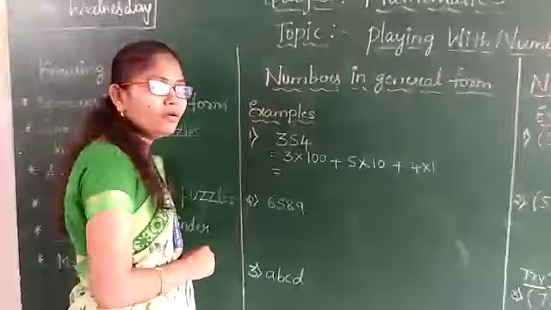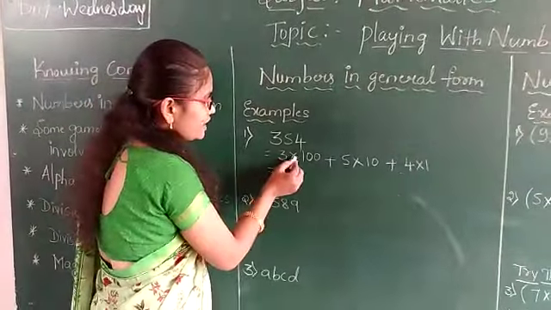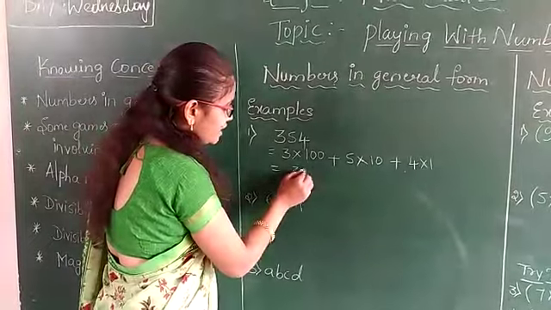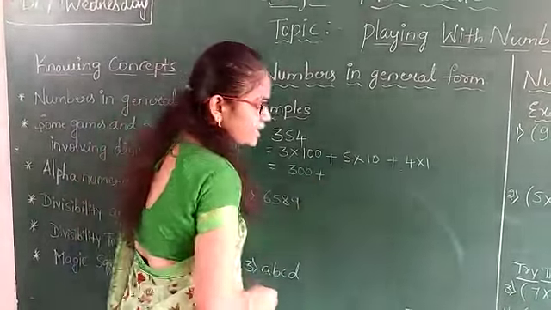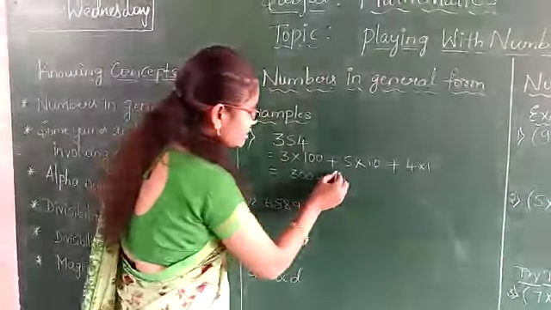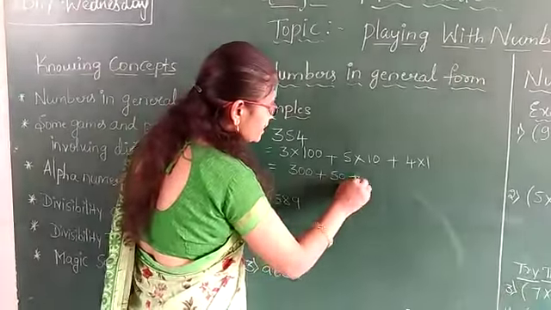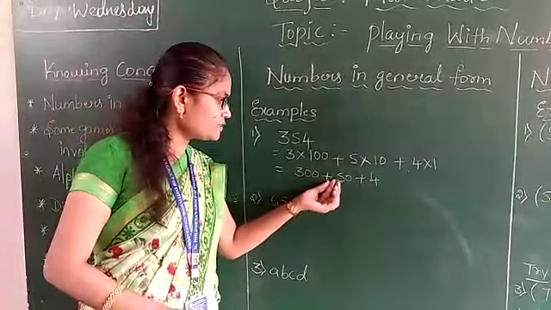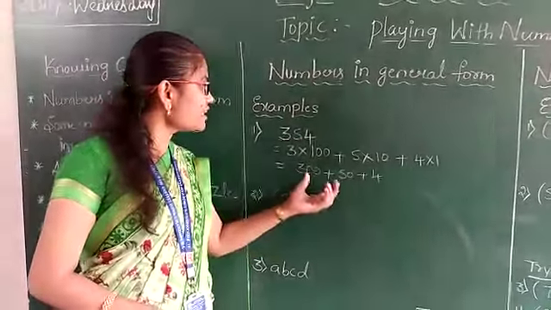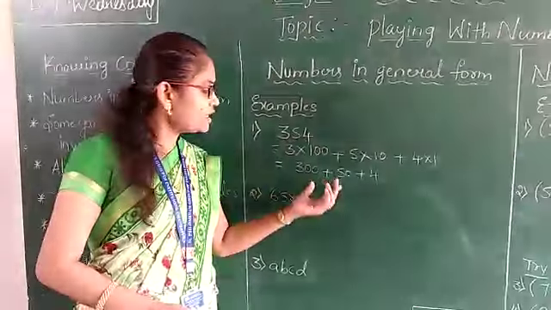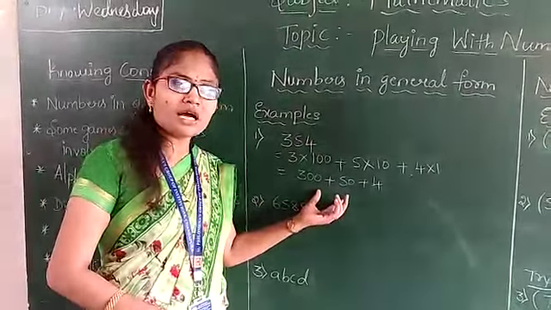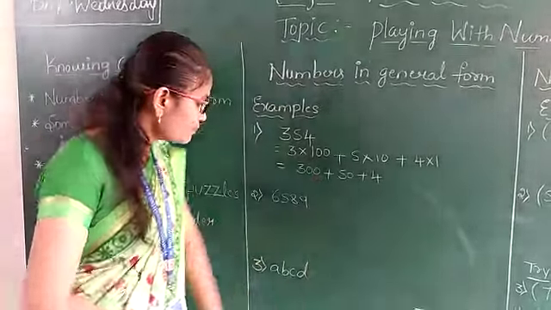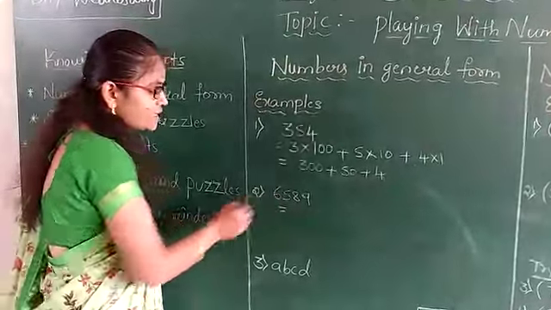Further, we are going to multiply those numbers. 3 into 100, how much? 3 into 100 is 300, plus as it is. Next, 5 into 10 is how much? 5 tens are 50. Next, 4 into 1: 4 ones are 4. Therefore, 300 plus 50 plus 4 is the general form of 354. This one we are going to call standard form as well as expanded form. Next, one more example I will take.